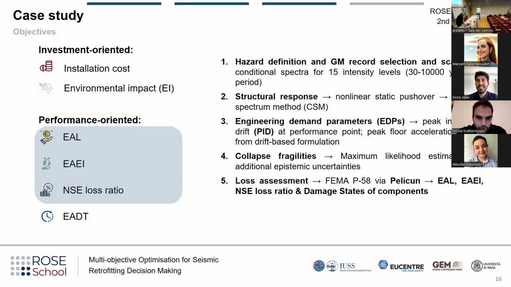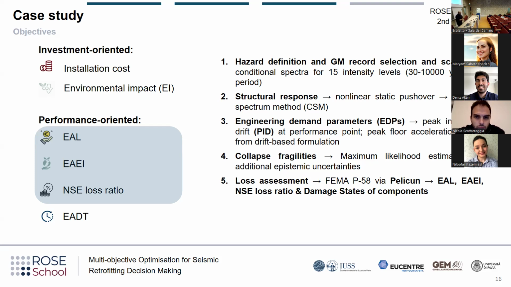On the other hand, the performance-oriented objectives are the expected annual losses, expected environmental impact, and the non-structural loss ratio. So how are we doing it? I just want to remind you that we are dealing with 5,000 buildings, right? So we should be careful here.